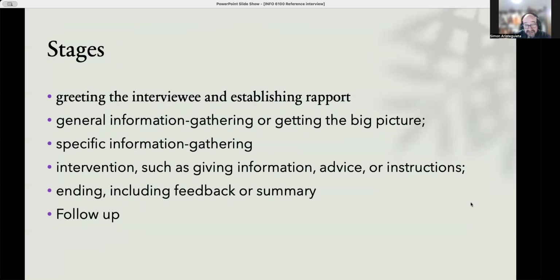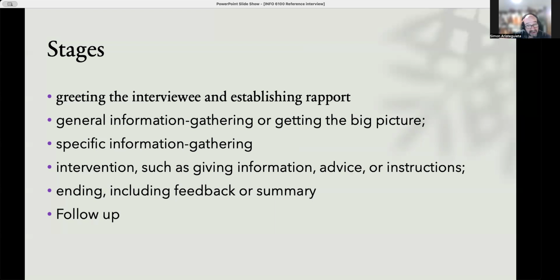There are stages in the reference interview. We have the greeting, the interviewee, and establishing that rapport and trust. Secondly, we have general information gathering or getting the big picture. Then we can go to more specific information gathering. Then we have the intervention, such as giving information, advice, and instruction. And finally, ending and including feedback and summary. And I do place special emphasis on the follow-up, okay? Because the whole idea is that we have a positive reference transaction.